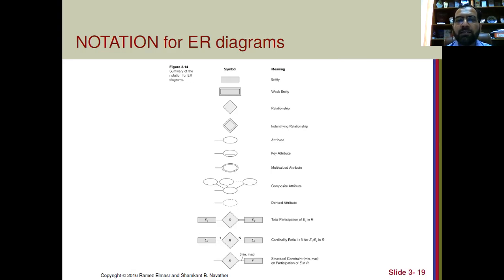Therefore, it is represented as an identifying relationship. Downwards, you can see the oval shape, which represents an attribute. For example, student ID, student name, and student's address are represented as attributes. The next is called the key attribute. If any attribute in the given entity is a unique attribute, then you have to underline that attribute.